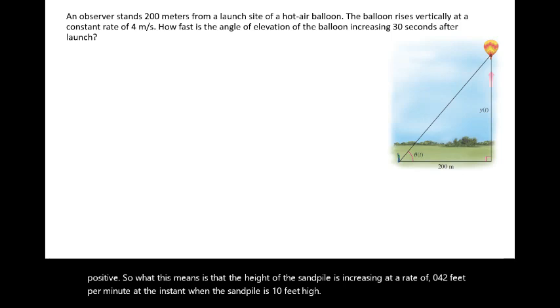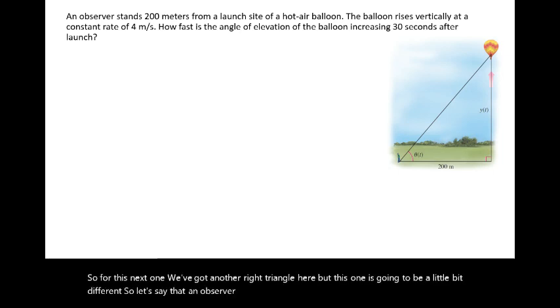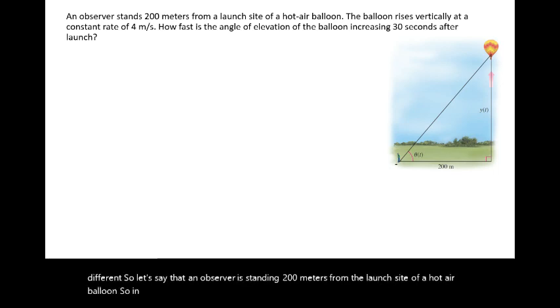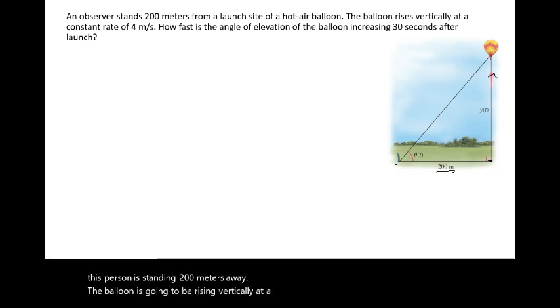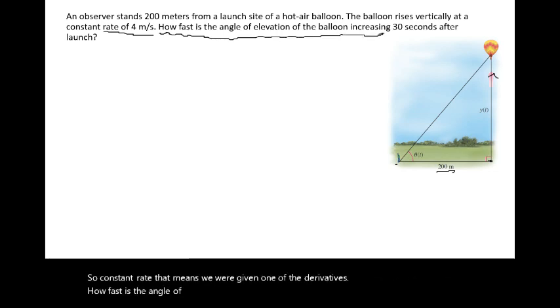So for this next one, we've got another right triangle here, but this one's going to be a little bit different. So let's say that an observer is standing 200 meters from the launch site of a hot air balloon. So in the picture, here's the observer, here's the launch site of the hot air balloon, and this person is standing 200 meters away. The balloon is going to be rising vertically at a constant rate of 4 meters per second. So constant rate, that means we were given one of the derivatives. How fast is the angle of elevation of the balloon increasing 30 seconds after launch?